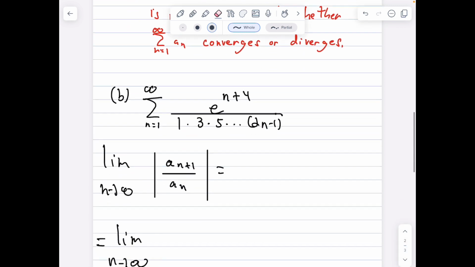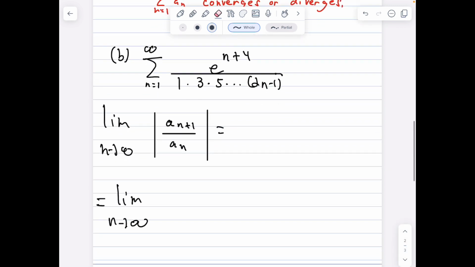This is a good candidate for the ratio test because you have an exponential and you're taking a product. It almost looks like a factorial on the bottom, not quite, but that's a very good candidate for the ratio test. So that's why we're applying it here as well. Let's compute this limit.